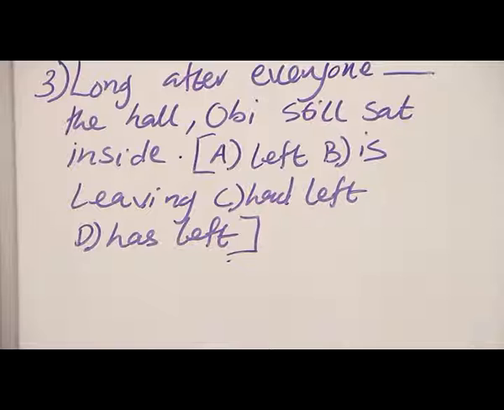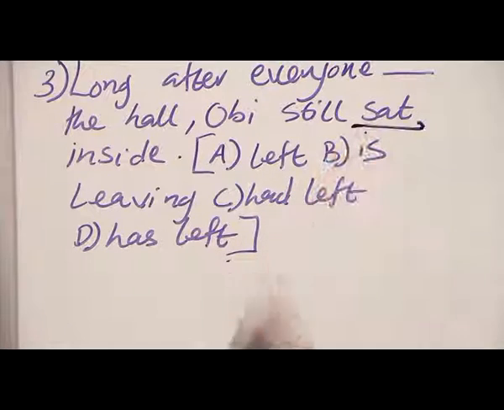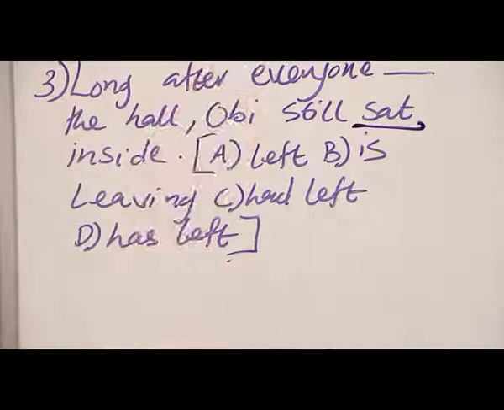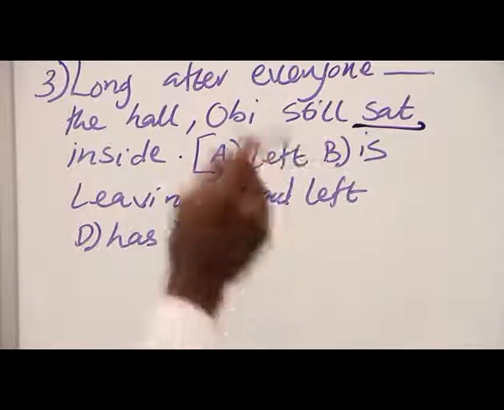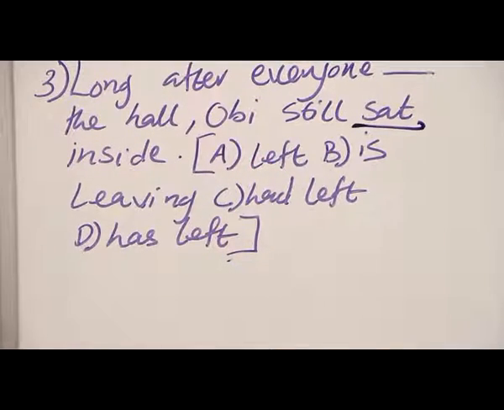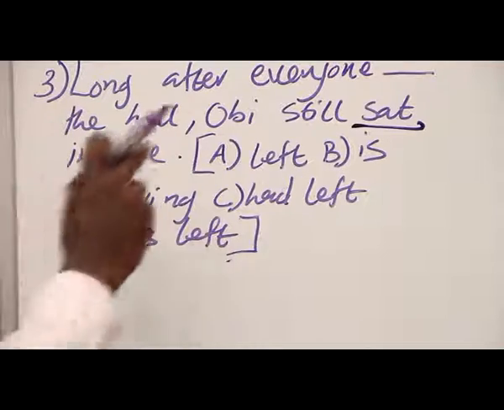Now, look at what we have. Obi still sat inside. That is an action of sitting in the simple past tense. The verb given is simple past tense, sat. Now, the remaining part, therefore, as said earlier, we retain the simple past, will be past continuous. But again, in other cases where the two actions occurred in the past and one was completed before the other, then the tense that should come there should be past perfect tense. And that is the case we have here now.